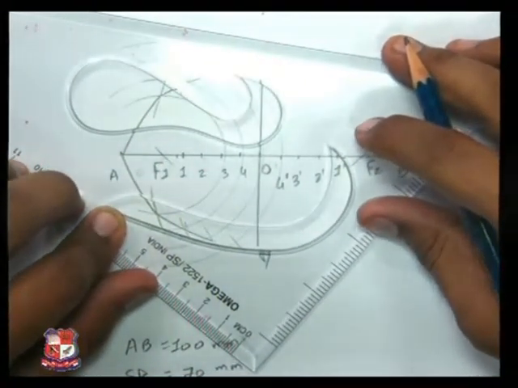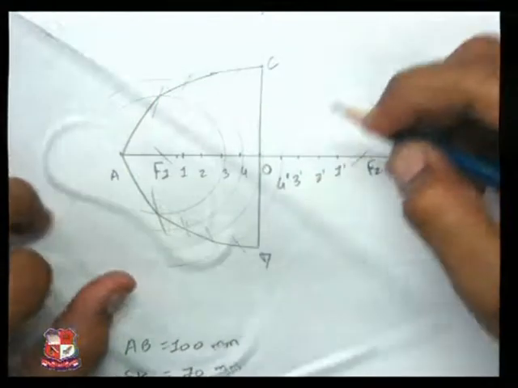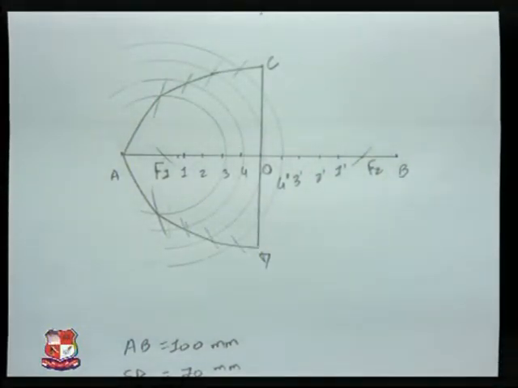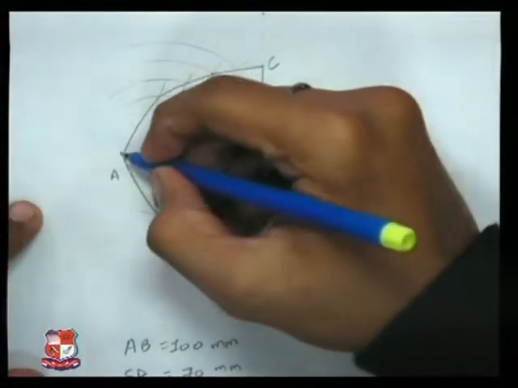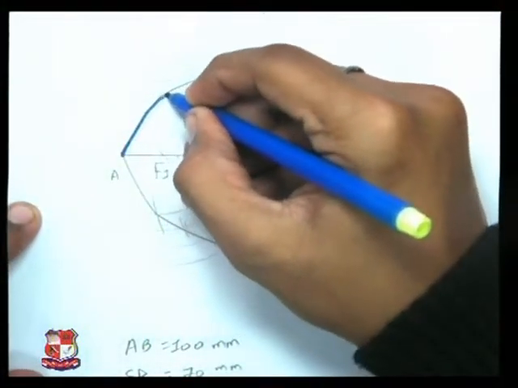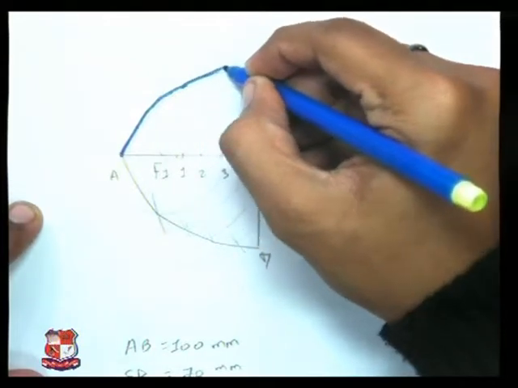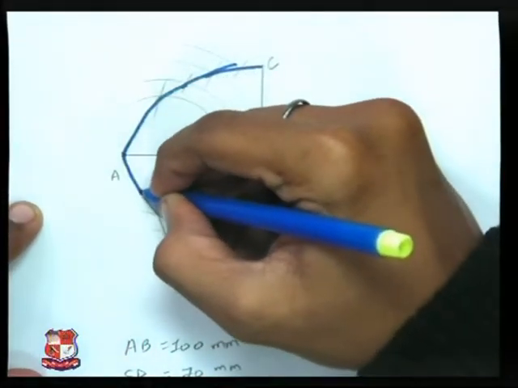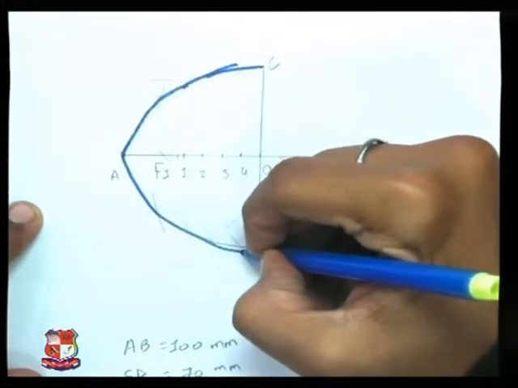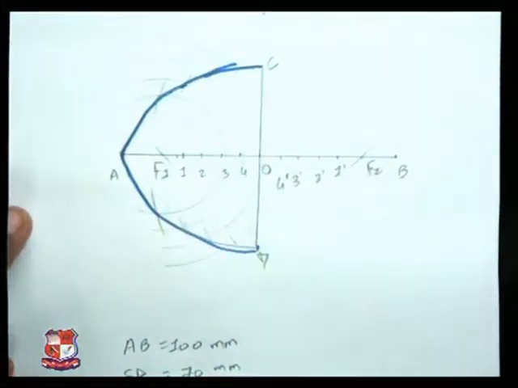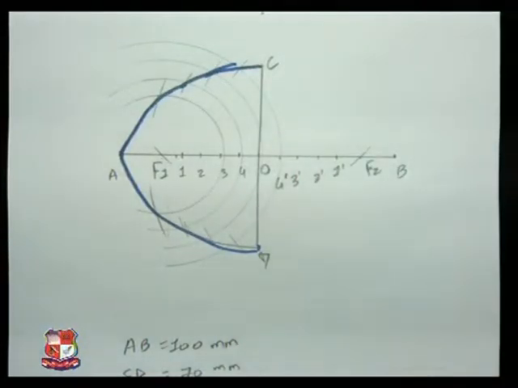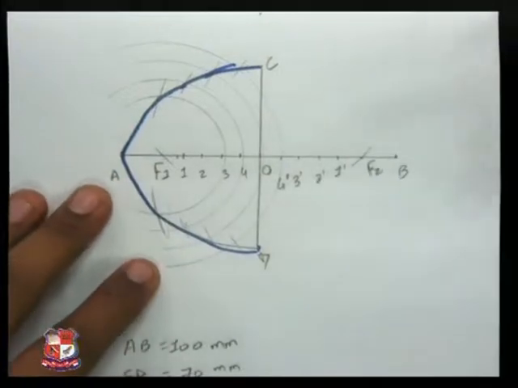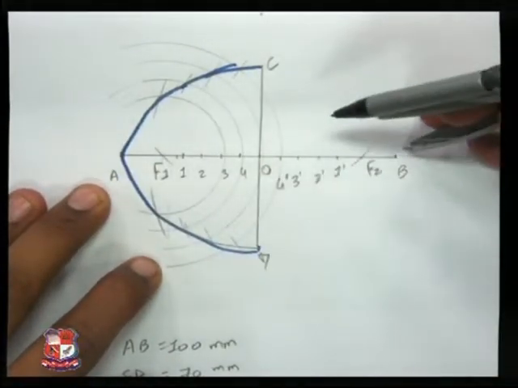Join it with a very smooth curve. Our half ellipse is completed. I will highlight it for your convenience. Now again it would be the same procedure on the other side also.